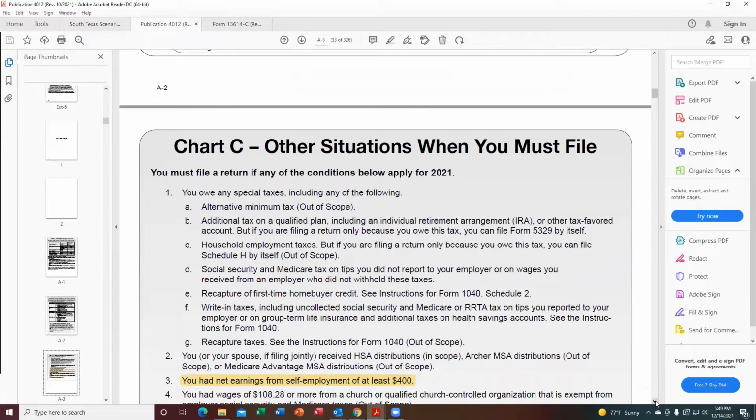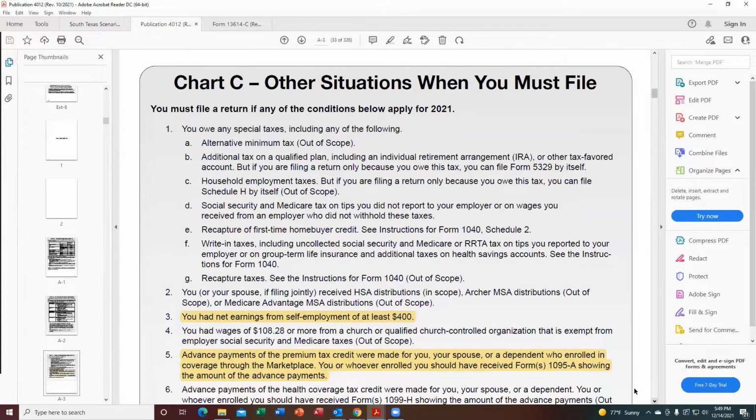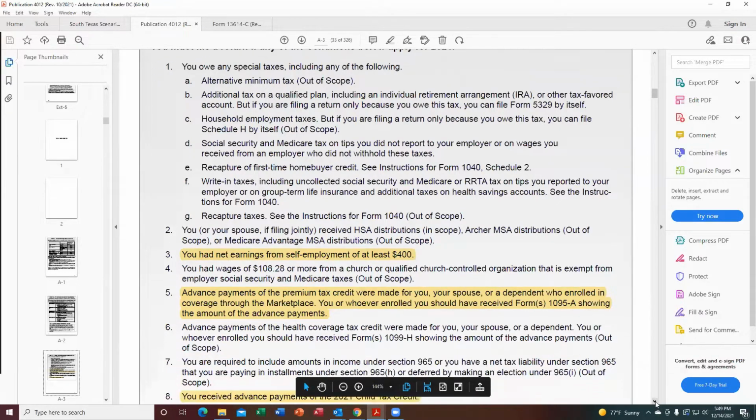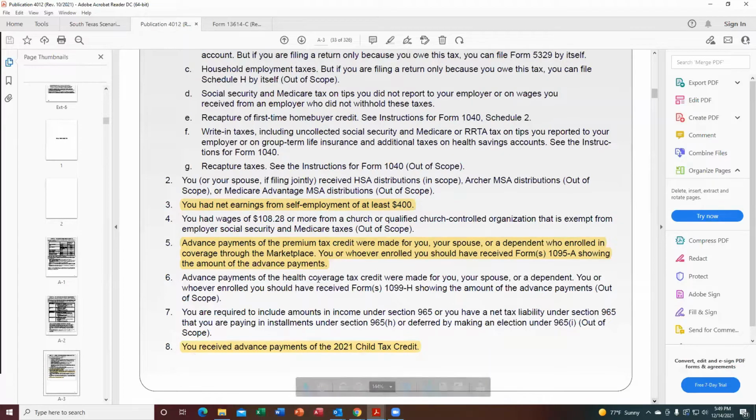Here we go. This is the area that's seen a change, and to me, it's a significant change. And the area here is other situations when you must file a tax return. The most common one for us in our area is number 3, having self-employment income of at least $400.